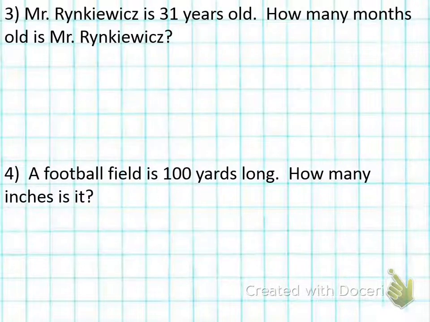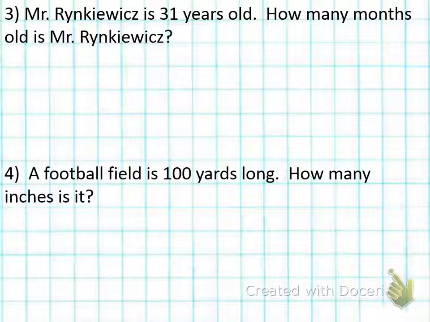Okay, so number 3, let's do this one together. Number 3, Mr. Rinkowitz is 31 years old. That's true. How many months old is Mr. Rinkowitz? Okay? So, what are we starting with? We're starting with what label? 31 what? Years. So we know we're starting off with years. And what do we have to end off with? What's the answer supposed to be in?